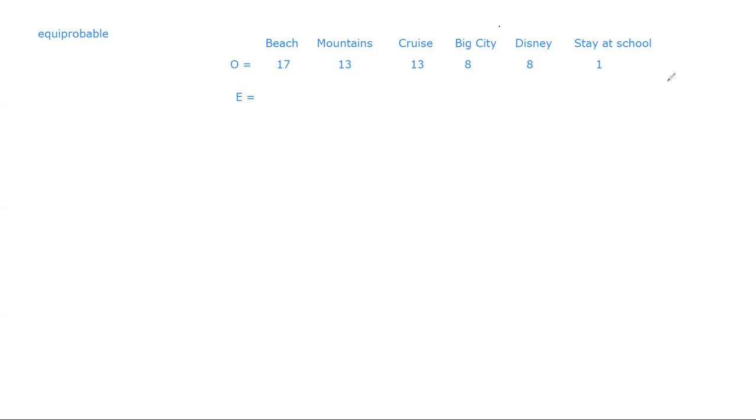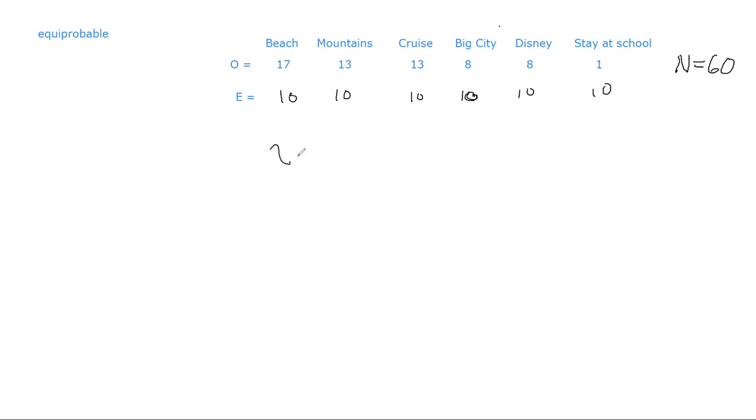So I can figure out my total n. The total n, I can just add up all these scores. So I have 60 total people that I sorted into these categories, which means that if they were truly equally distributed, then I would expect to find 10 in each category. So now I have my row of observed data, that's my actual sample data, and then I've created a row of expected results, which is what I'm going to compare my observed value to for each category. And the way I'm going to do that is with my chi-square formula.